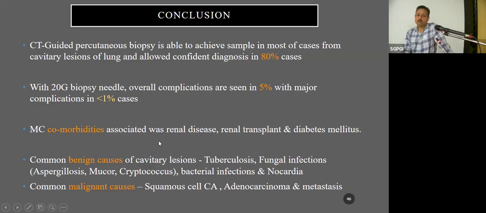The most common comorbidities associated with cavitary lung lesions in our setting are chronic kidney disease, renal transplant, and diabetes mellitus. Most of our cases were infective, with tuberculosis being most common, followed by fungal infection in the form of Aspergillus, Mucor, and Cryptococcus. Then we had bacterial infection and also Nocardia in some cases. However, in about 23% of patients, we had malignancy, mostly squamous cell carcinoma, adenocarcinoma, and metastasis.